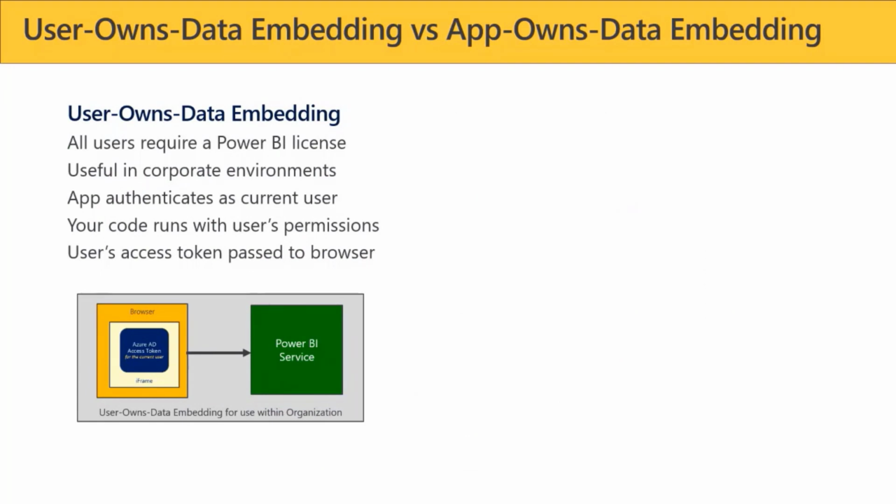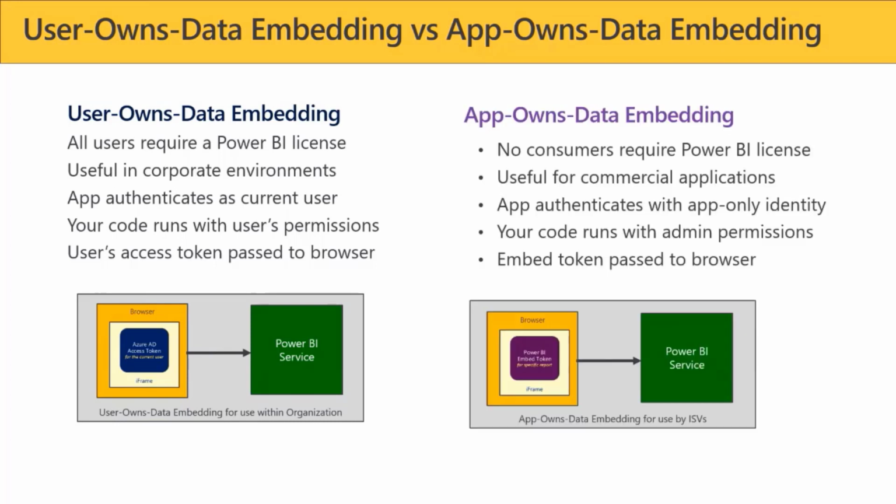There's user owns data embedding, used within a large organization. People have Pro licenses. We want to leverage those. And when we do this, we basically use an Azure AD access token that is associated with the current user to do things like call the Power BI REST API and to embed the report, so that Azure AD access token gets passed back to the browser, and there's a way to initialize the iframe so it gets pulled inside.